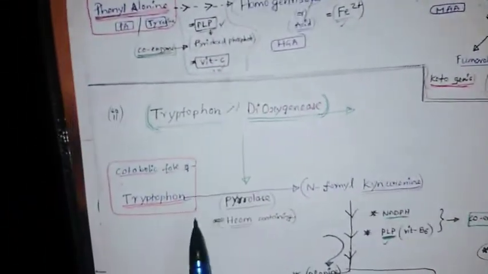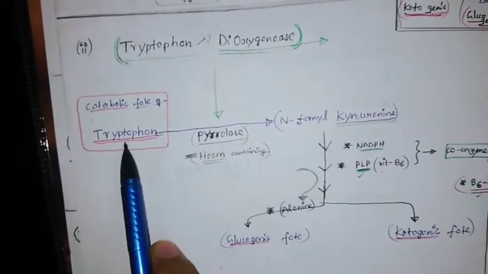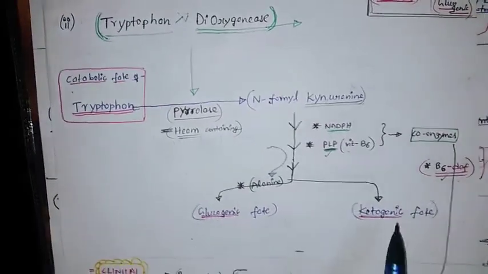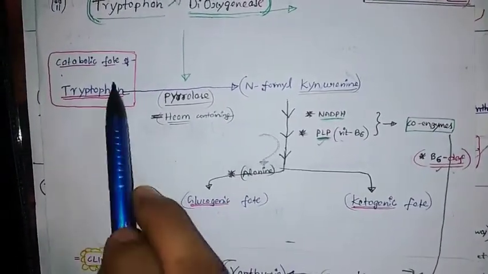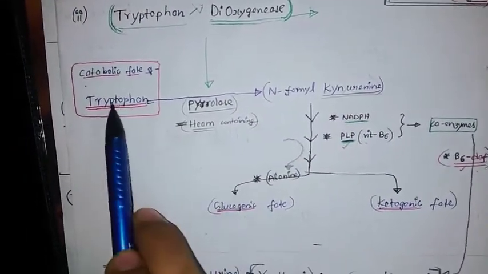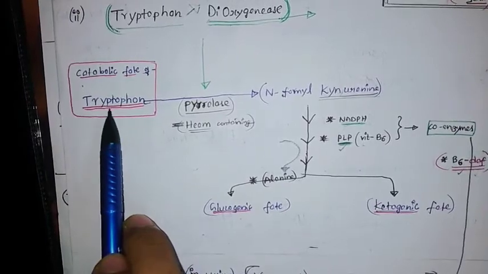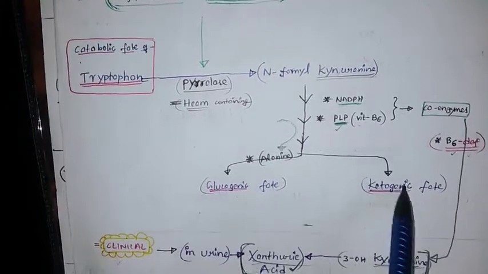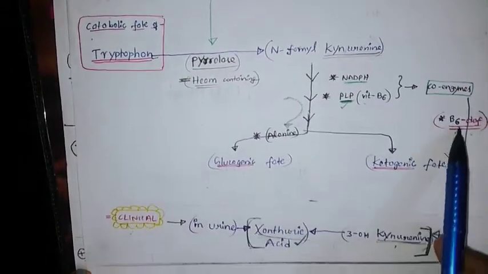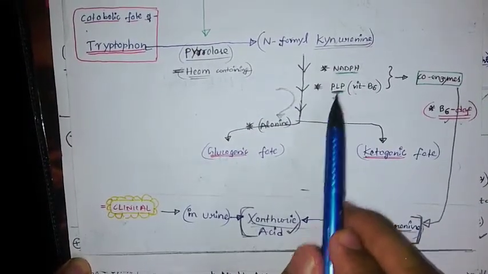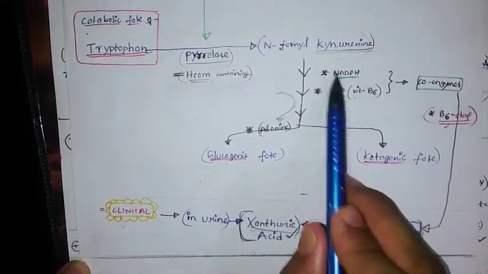Now you can see tryptophan dioxygenase, the catabolic fate of tryptophan. You already know that the catabolic fate of tryptophan, like tyrosine, gives glucogenic and ketogenic fate. Again, you can remember this later. The main points are in red color, and those you should remember. Here you can see the clinical point: B6 deficiency. PLP is nothing but vitamin B6. This PLP is a coenzyme. See in green color, the coenzymes NADPH and PLP.